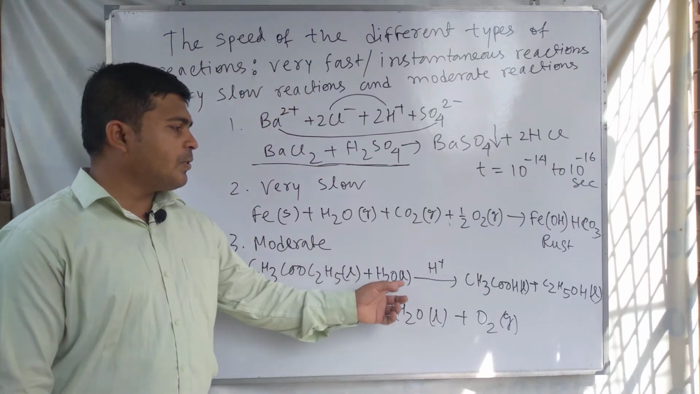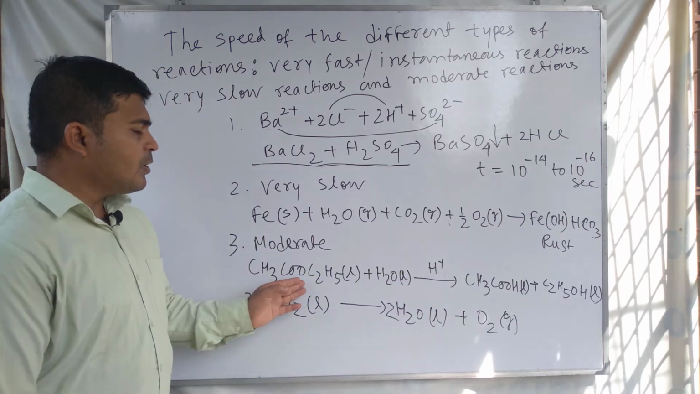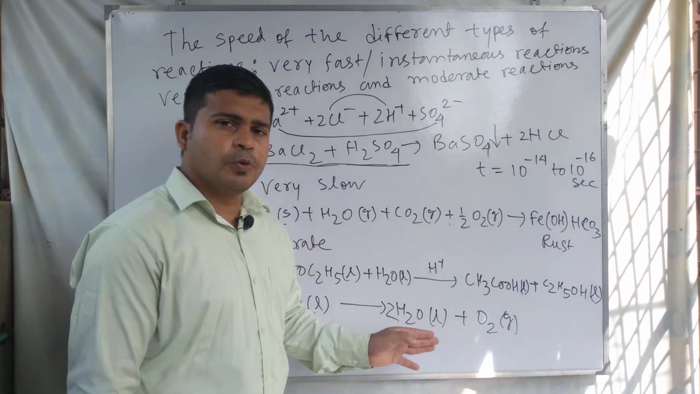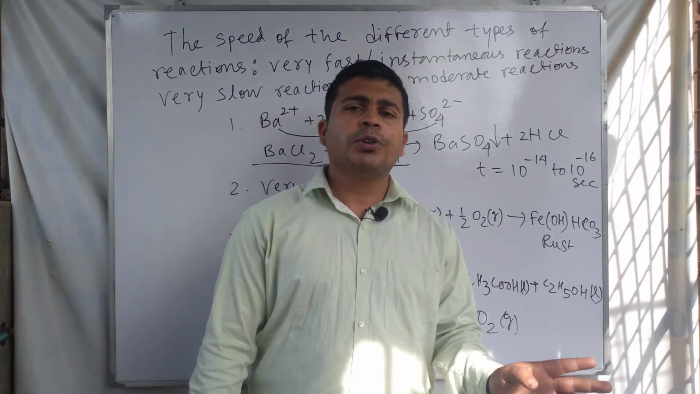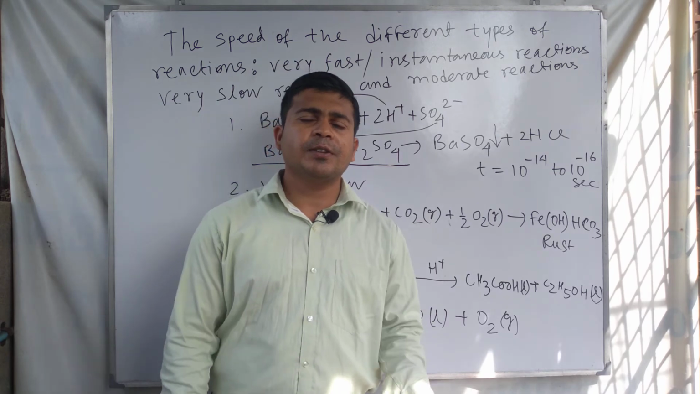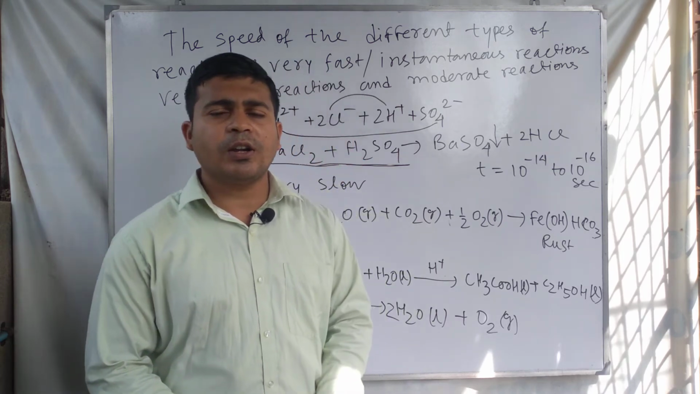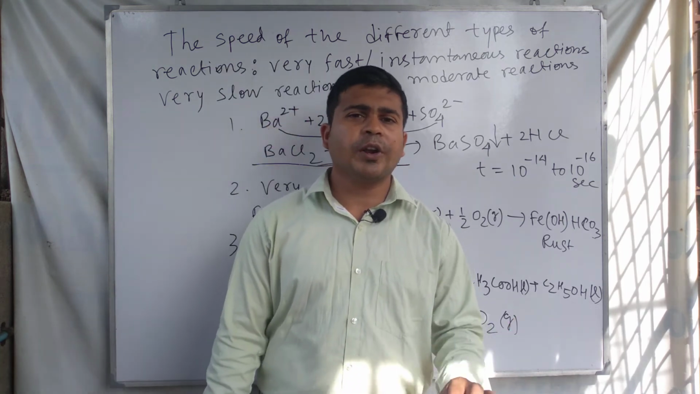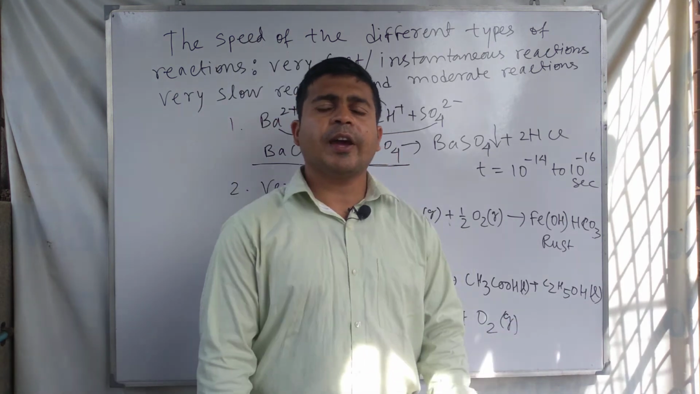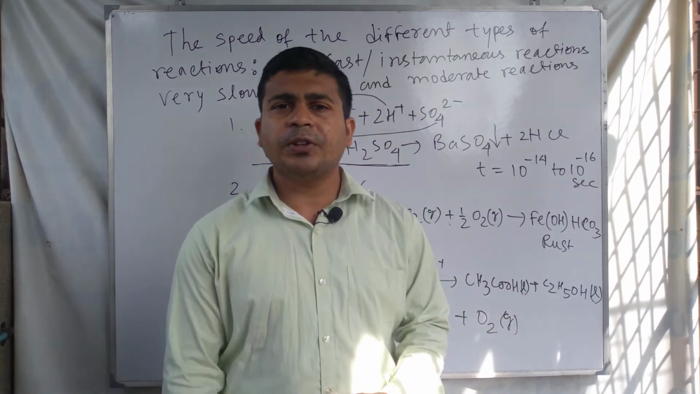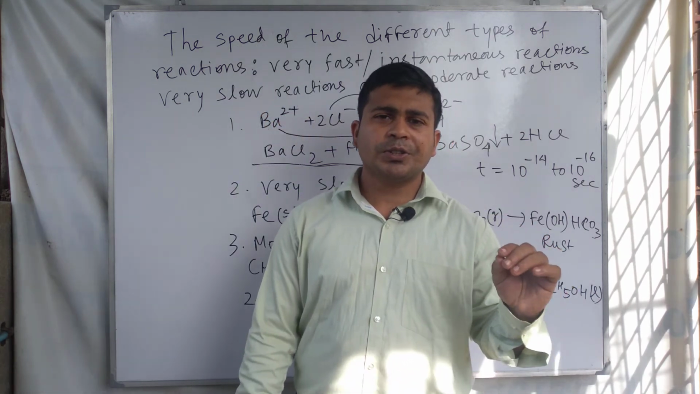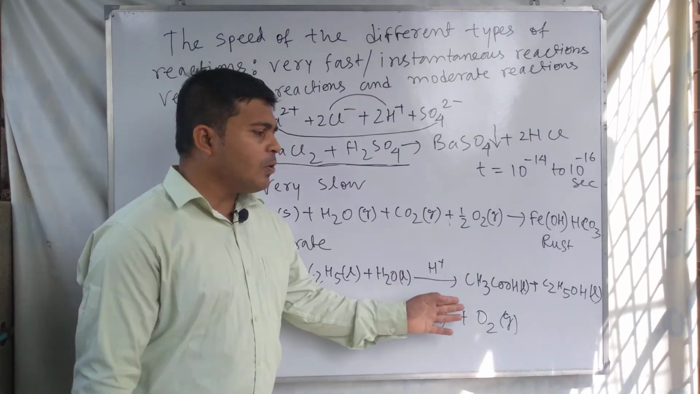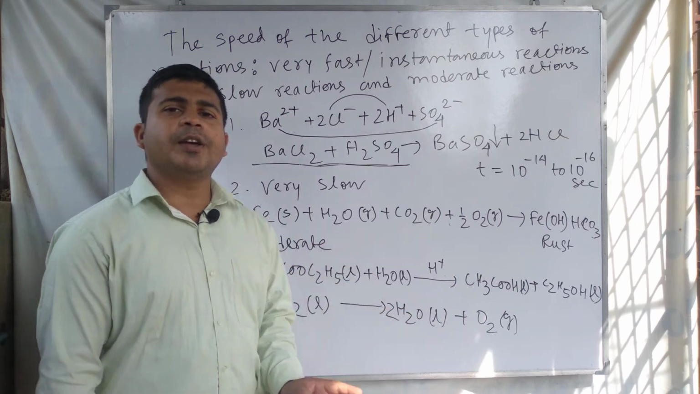You can see this reaction, hydrolysis of ester, ethyl acetate, and the decomposition of H2O2. These reactions are moderate rate reactions. These are completed within 30 to 40 minutes, and for this reason they are called moderate rate reactions. The speed of these reactions is not very fast, not very slow, and in our study at class 11-12 level or college level, we are studying only the moderate rate reactions.